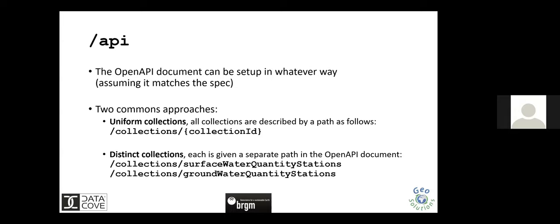In some cases, you need more explicit functionality depending on your collection. And for that purpose, OGC API features has introduced the concept of distinct collections. So here we've got the example, we've got two different collections. One provides surface water quantity, the other one provides groundwater quantity. They have different queryables. This could all be described in the basic API page, describing the functionality which is available for each of these collections.